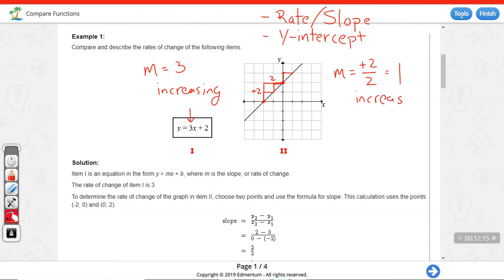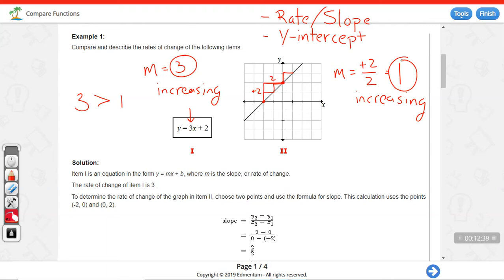So if I just look to compare this without any direction from them, I would notice that both are increasing. All right, so they're increasing here, both positive slopes. And I do notice that the equation is increasing at a greater rate because 3 is greater than 1. That's my slope or growth rate over there. So I see that the equation is increasing at a greater rate of change.